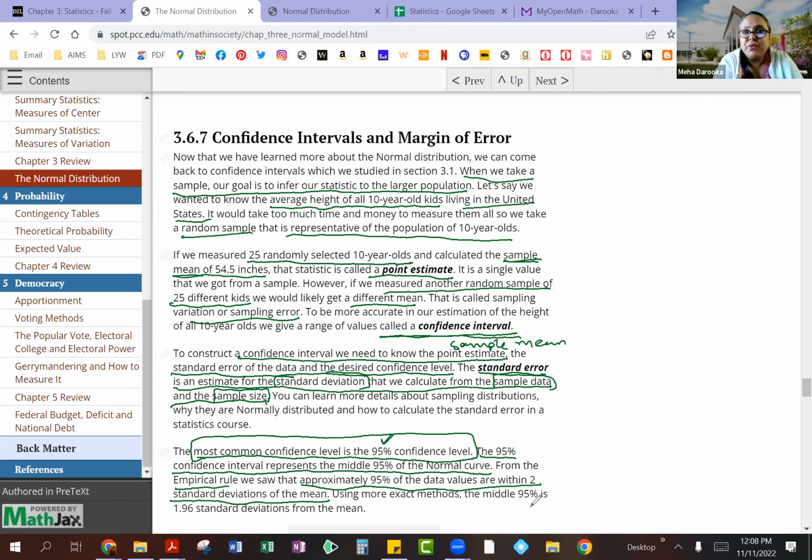But if we were to do a more exact calculation, it actually comes out to be 1.96 standard deviations from the mean. So from the empirical rule we say it's 2 standard deviations, but with a better exact calculation, that comes out to be 1.96. So that's your 95% confidence level. Those are the 3 numbers we need: the point estimate, the standard error, and our 95% confidence level that we will be using over here.